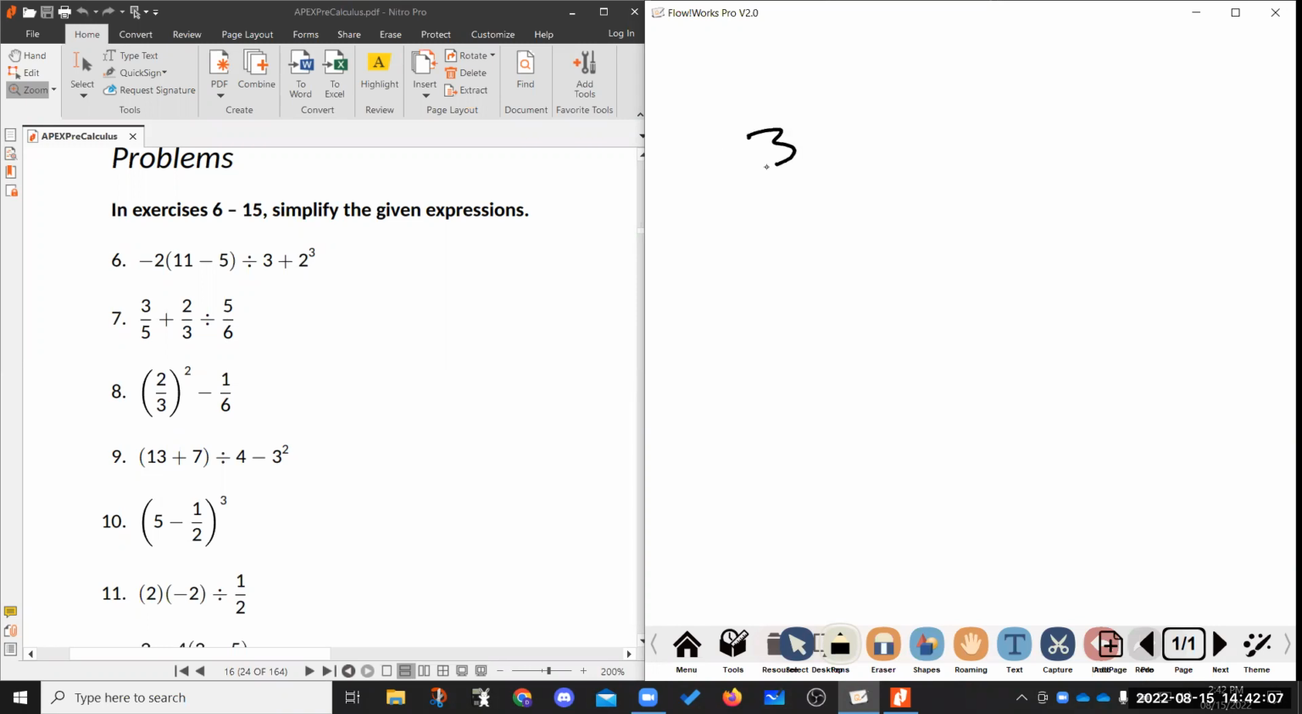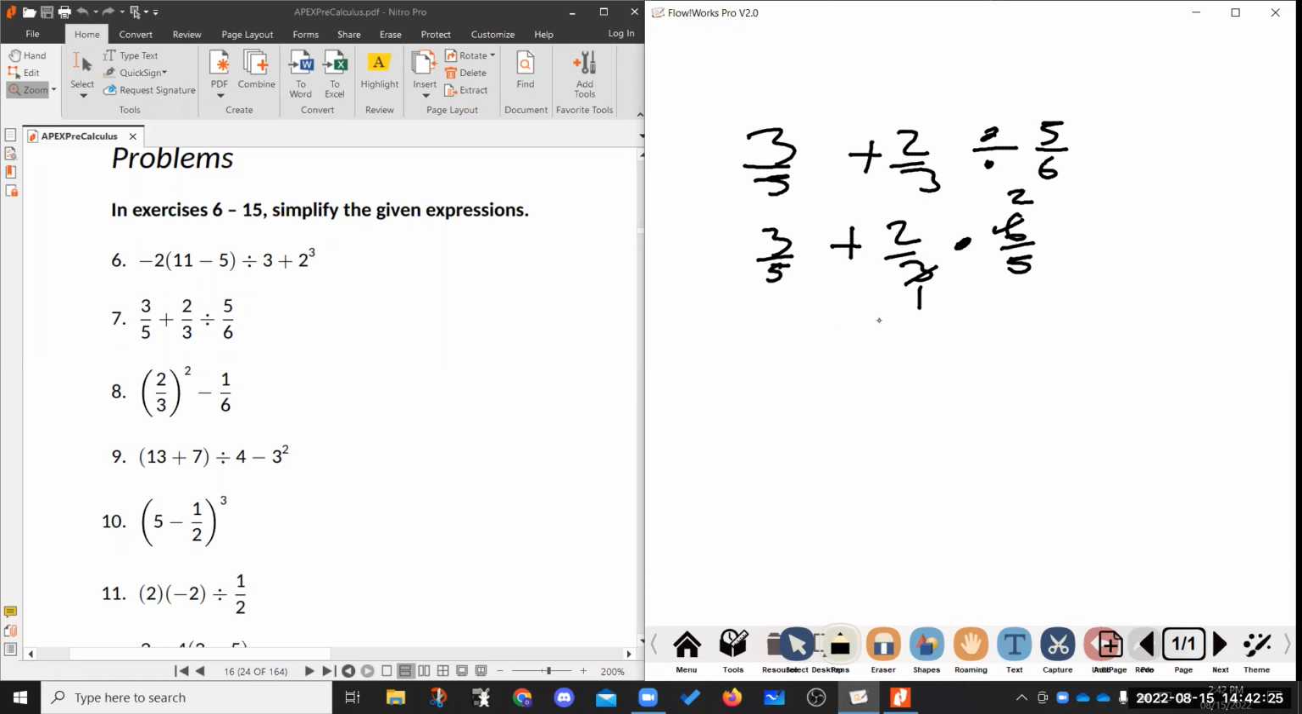Number 7 says 3/5 plus 2/3 divided by 5/6. So the first thing I'm going to take care of is that division because it comes before addition. Leave the first fraction alone, multiply by the reciprocal here. 3 goes into 6 2 times. 3/5 plus 2 times 2 is 4. 1 times 5 is 5.